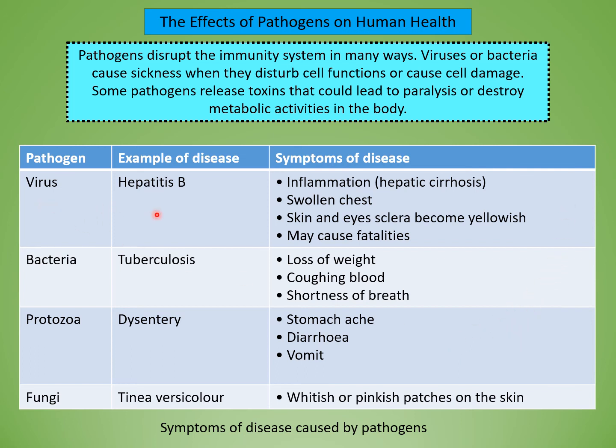Pathogen: virus. Example of disease is hepatitis B. Symptoms of disease are inflammation or hepatic cirrhosis, swollen chest, skin or eye sclera becoming yellowish, and it may cause fatalities. Pathogen: bacteria. Example of disease is tuberculosis. Symptoms are loss of weight, coughing blood, and shortness of breath. Pathogen: protozoa. Example of disease is dysentery. Symptoms are stomach ache, diarrhea, and vomiting. Pathogen: fungi. Example of disease is Tinea versicolor, with whitish or pinkish patches on the skin.